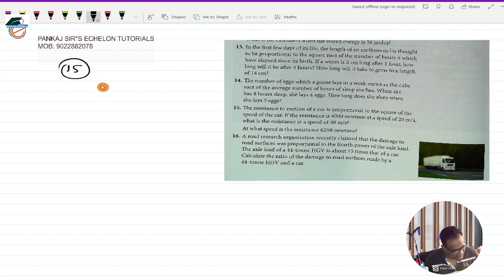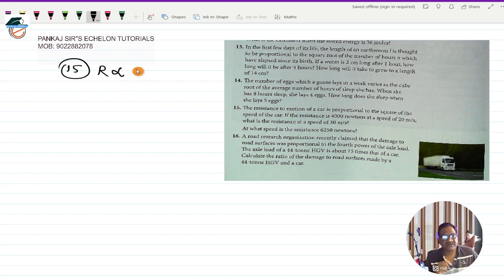Question number 15 says the resistance to motion of a car is proportional to the square of the speed of the car. So let us take resistance as R. This resistance to the motion of a car is proportional to, or you can say it varies as. Now when I say proportional to or varies as, it is directly proportional or directly varies. This I have explained to you in the concept lecture. So R is proportional to the square of the speed of the car.